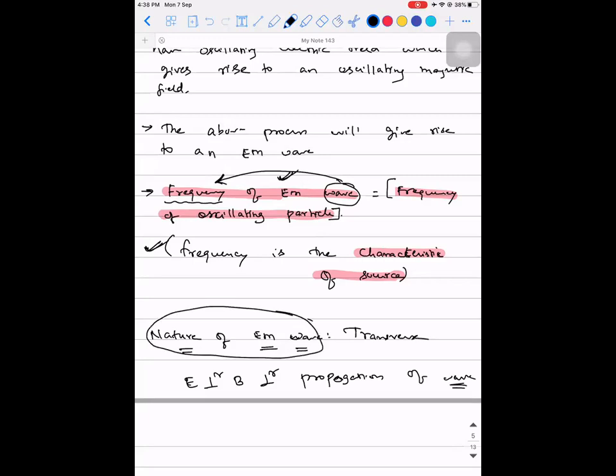So these are some important points to be kept in your mind. First is source. What is the source? An accelerating charged particle, or in the advanced way you can say an oscillating charged particle. Both are the sources of electromagnetic waves. Second is when you speak about the frequency of an electromagnetic wave, it will exactly be equal to what? Frequency of the oscillating particle. Yes, and have this characteristic of the source in your mind.